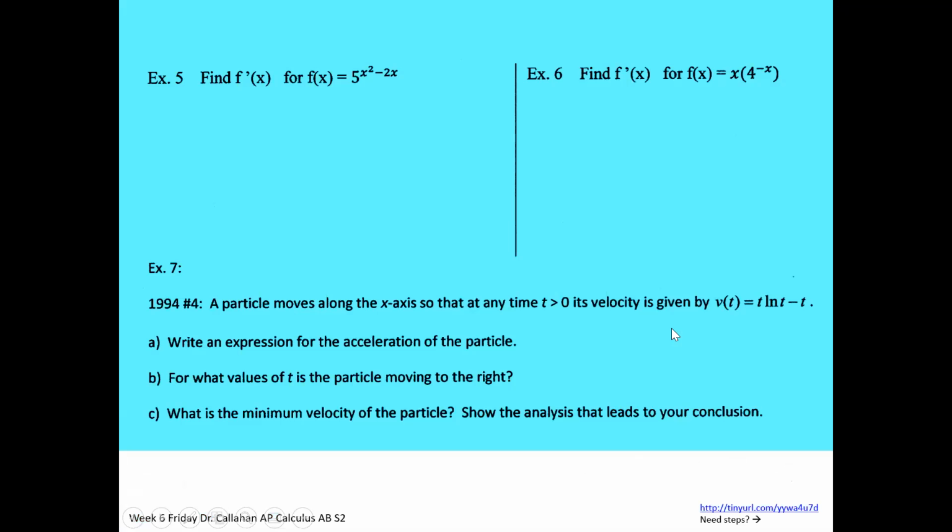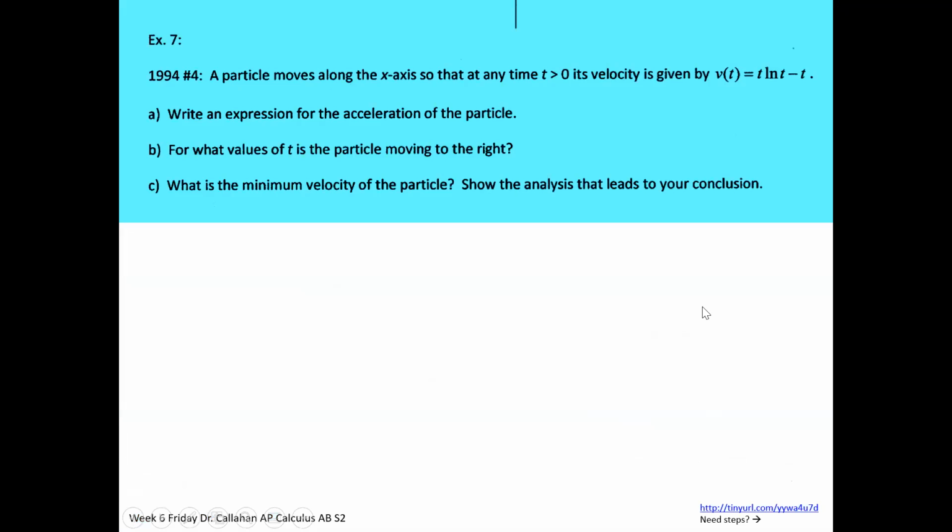All right, now let's take a look at the last example, which is a Fourier science question on the particle and velocity. Okay, so it says A, write an expression for the acceleration of the particle if v of t equals t times ln t minus t. So it's given to you that v of t is equal to t times ln t minus t. So then you know that a of t is equal to the first derivative of v.